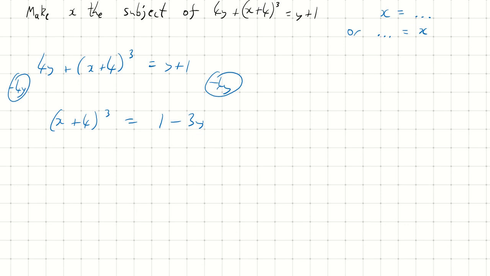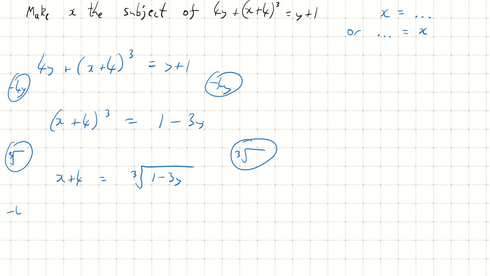So working backwards, we need to get rid of the cubed first, get rid of the cubed by doing a cube root of both sides. So if we cube root the left hand side, we get x plus 4. And if we cube root the right hand side, we just get the cube root of 1 minus 3y. We don't have to simplify it, we just write the cube root of 1 minus 3y.